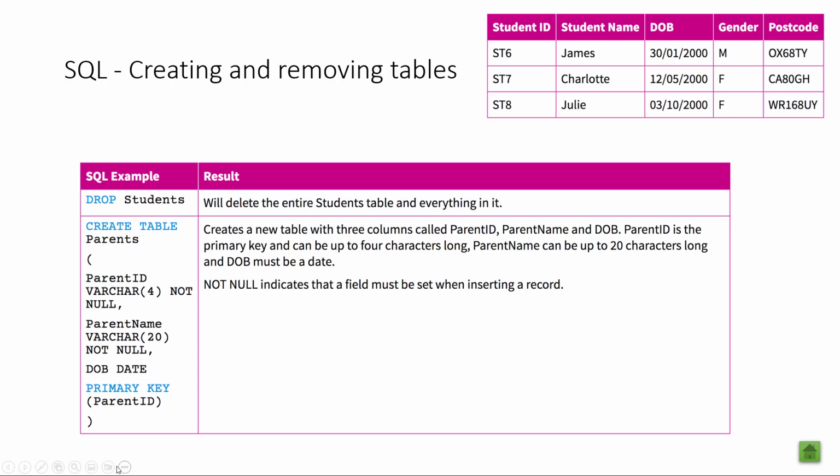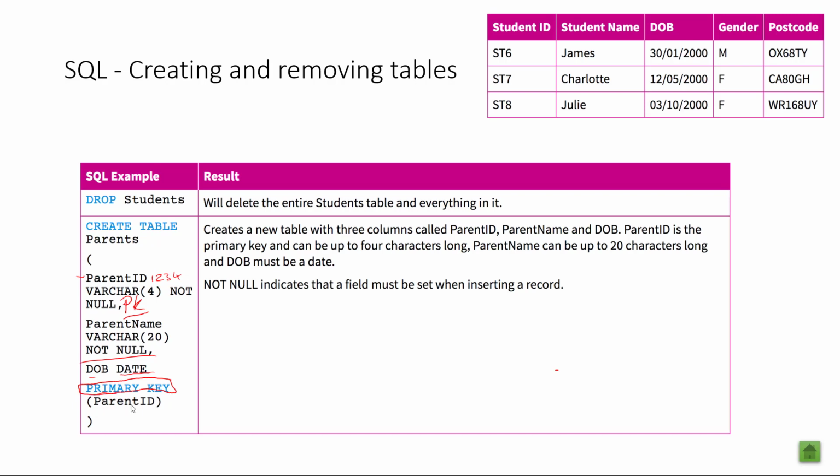You can drop tables. You can create tables from SQL, which gets a little bit tricky. And you'll notice in here that it says create a table called parents. Parent ID, so that's the first column, has a varchar of 4. So that can be 1, 2, 3, 4, and it's not null. When you put not null in, usually that means it's a primary key because you can't leave it blank. Parent name, varchar 20, not null. Again, you have to fill it with something. Date of birth is a date.